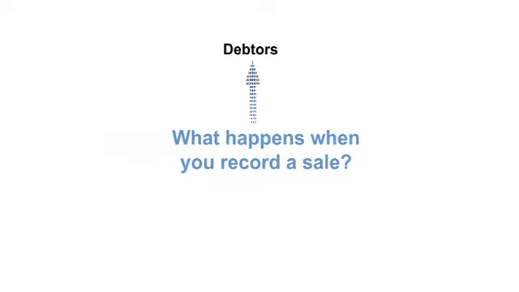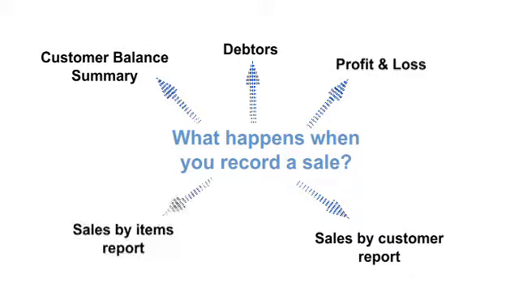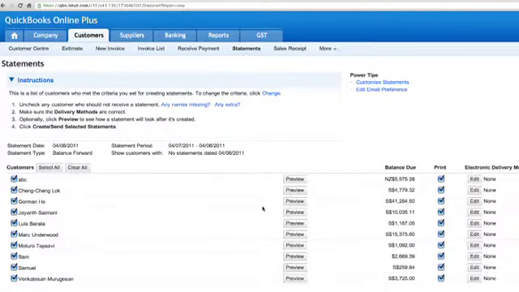So what happens when you record a sale? Your debtors, profit and loss report, and all other sales reports will be updated simultaneously. Let me show you how to generate a statement. When you generate a statement, it acts as a reminder for your customers of how much they should pay you and when it is due.